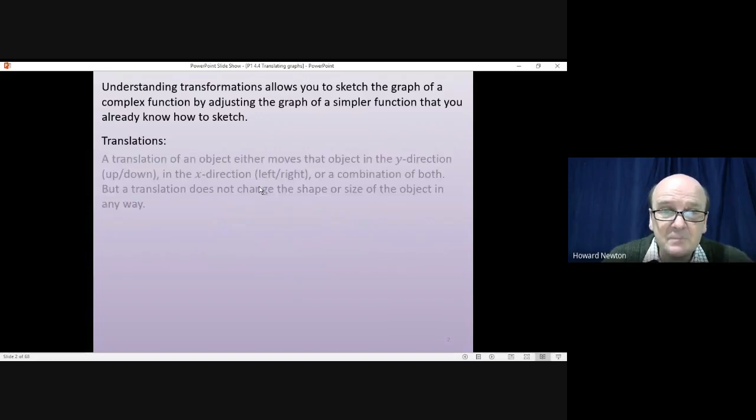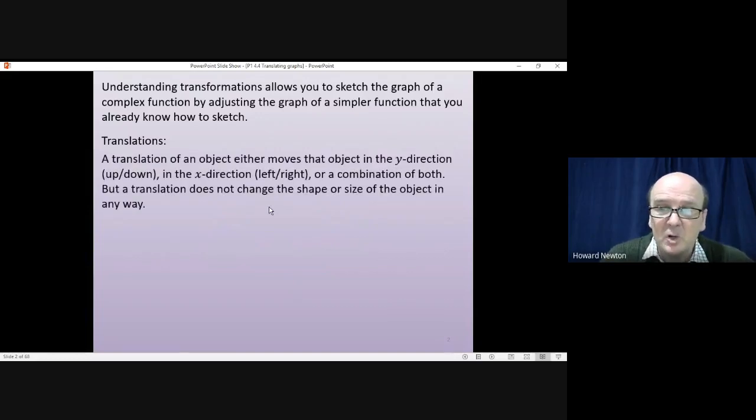And a translation either moves an object in the y direction, upwards or downwards, or it moves an object in the x direction, left or right. Or it could do both. What a translation never does is change the shape in any way. So it doesn't change the way the shape looks, the size of it, or the orientation of it.